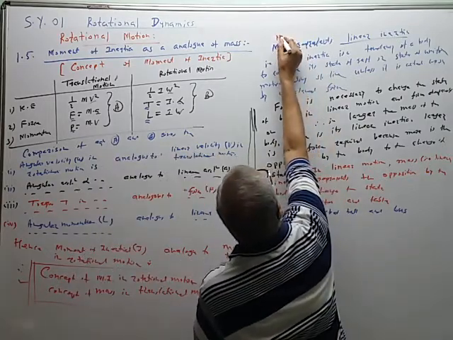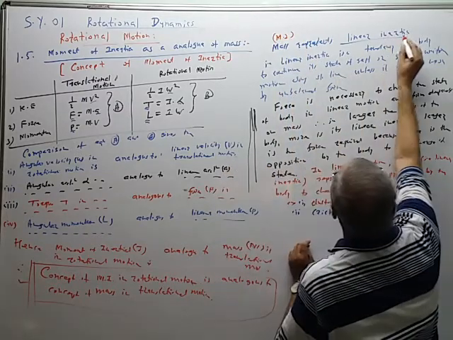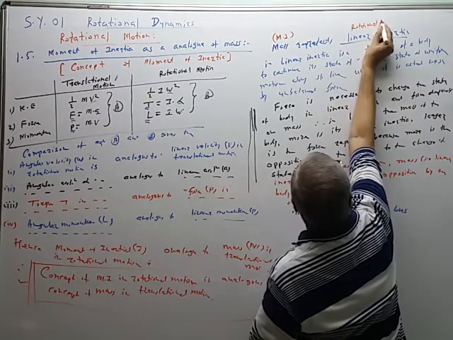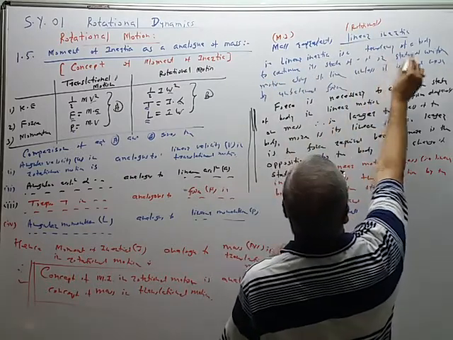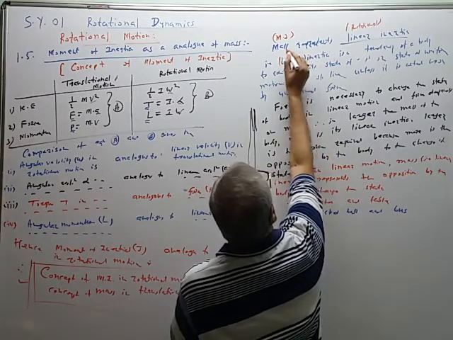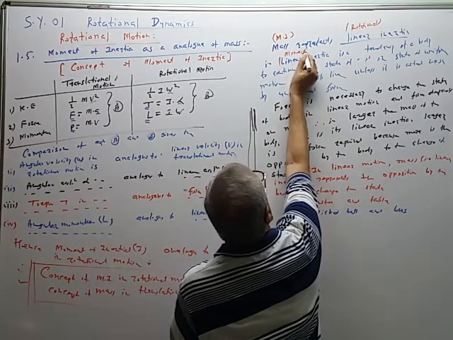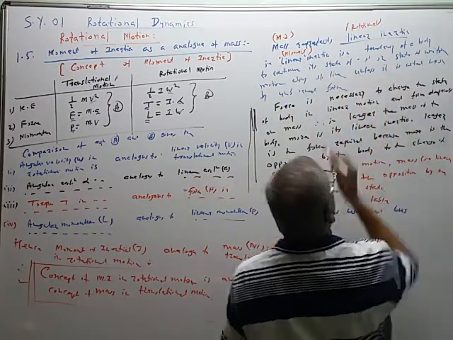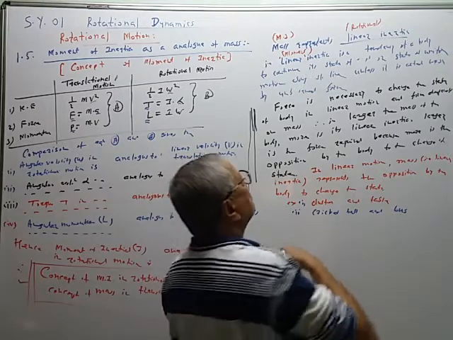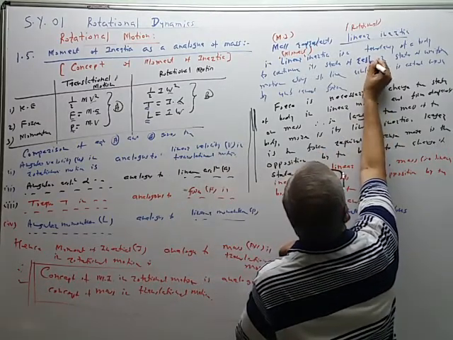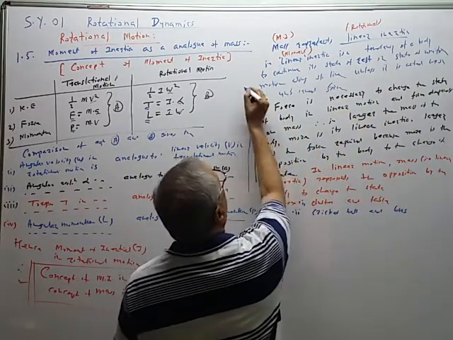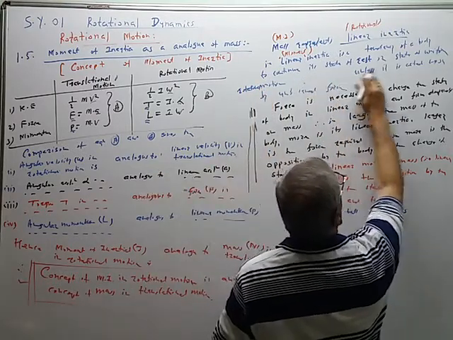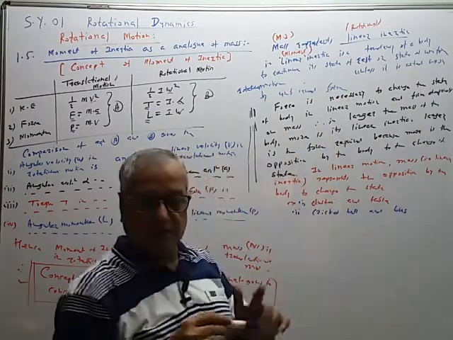MI represents rotational inertia. That is, rotational inertia or moment of inertia is the tendency of a body to continue the state of rest or state of uniform rotational motion, unless it is acted upon by unbalanced torque.